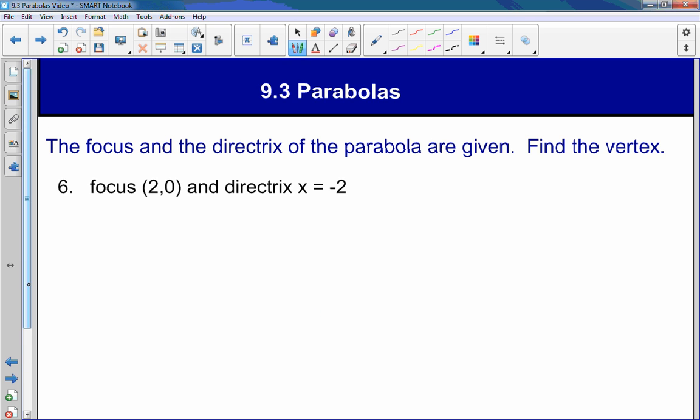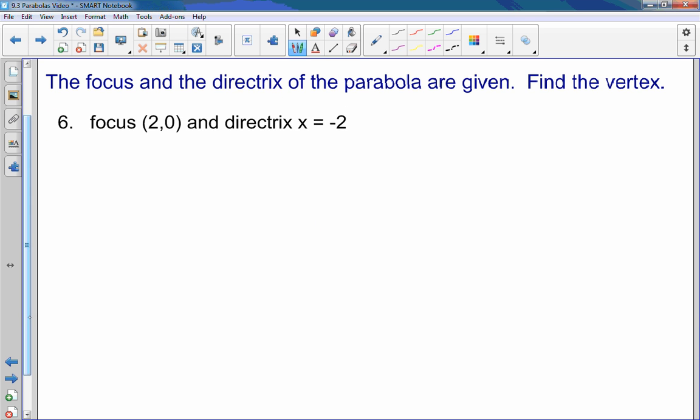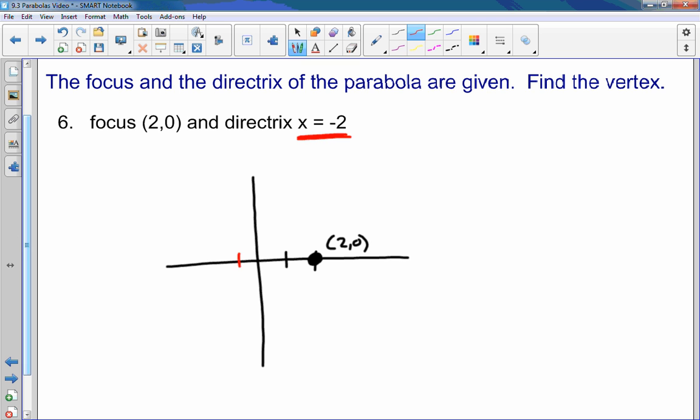Okay. Here we're given the focus and the directrix, so we're looking for the middleman. We're looking for the vertex. Let's sketch this graph and see what it looks like. The focus is at 2, 0. That's my focus point. And my directrix is at x equals -2. If you remember, x equals is a vertical line, so it's a vertical line at x equals -2.